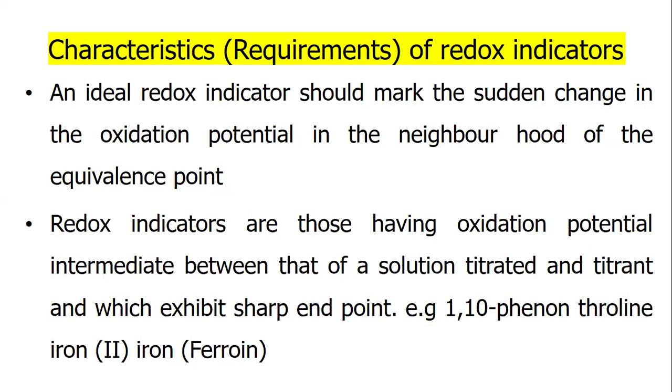Characteristics required for a redox indicator: an ideal redox indicator should mark the sudden change in the oxidation potential in the neighborhood of the equivalence point. Redox indicators are those having an oxidation potential intermediate between that of the solution titrated and titrant, and which exhibit a sharp endpoint. Example: 1,10-phenanthroline, ferroin.